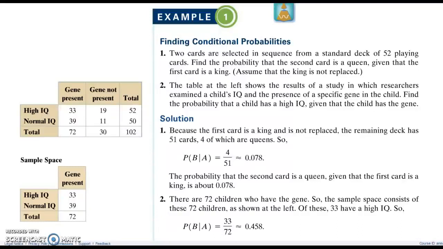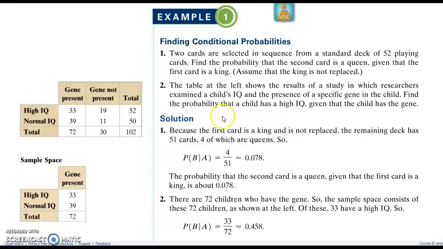First example, I'll just look at a deck of cards. There's 52 cards in a deck. What's the probability that the second card you draw, if we're drawing 2 cards, is a queen, given that the first card is a king? So we drew a king out. What's the probability we get a queen on the second draw?